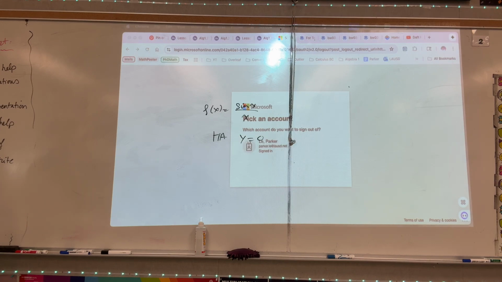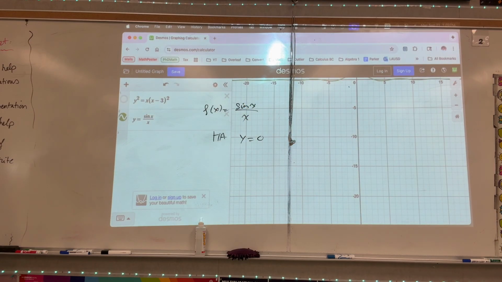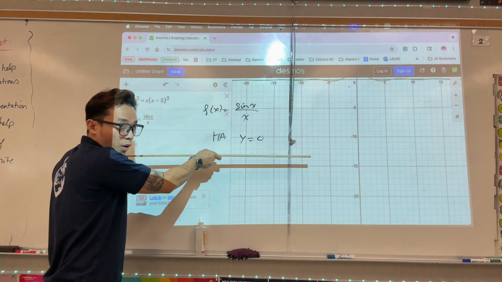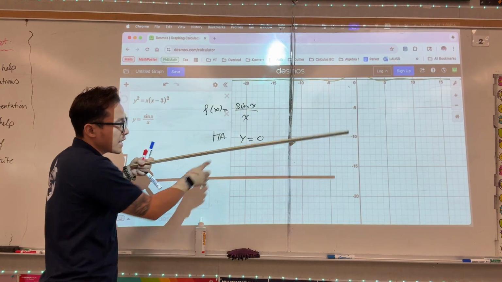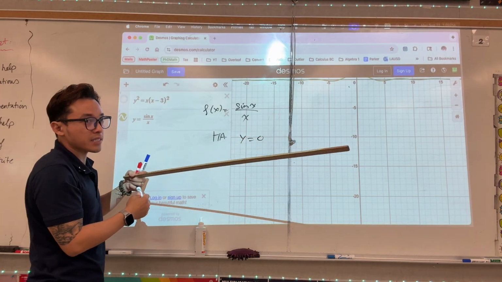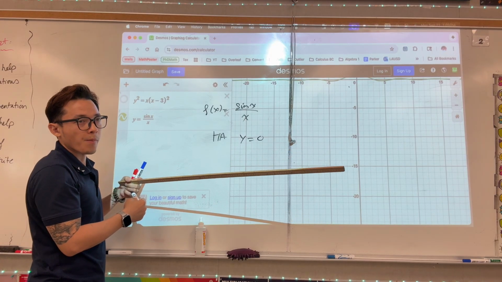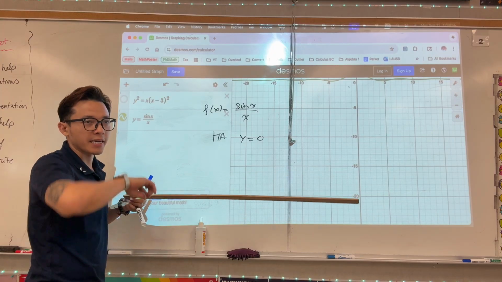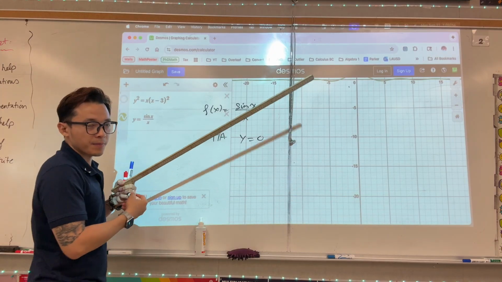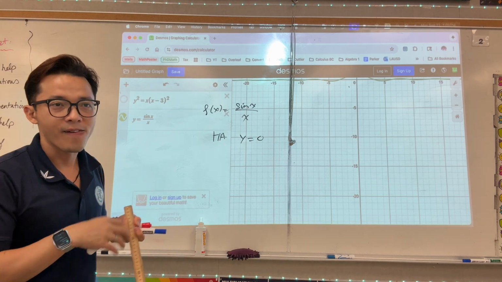Basically, the horizontal axis is the x-axis. The horizontal asymptote is a horizontal line, right? But that means it's y equal to something, not x equal to something. But the horizontal asymptote can change position, like up, down. What do you mean, can change?